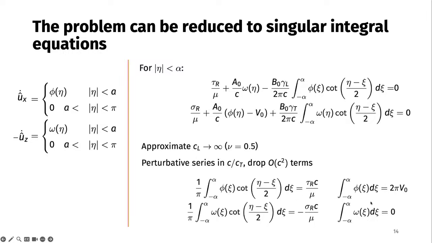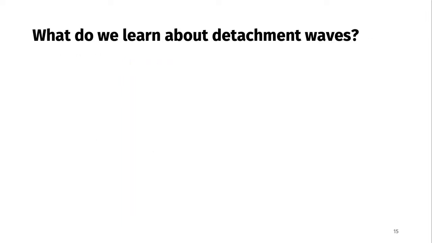You have auxiliary conditions. These come from the total load and from some compatibility with the remote velocity. These equations you can invert in closed form with the cotangent kernel. It's a well-known singular integral equation that can be inverted in closed form. And it gives us some solutions, right? I won't write down the solution, but I'll tell you what the solutions tell us.